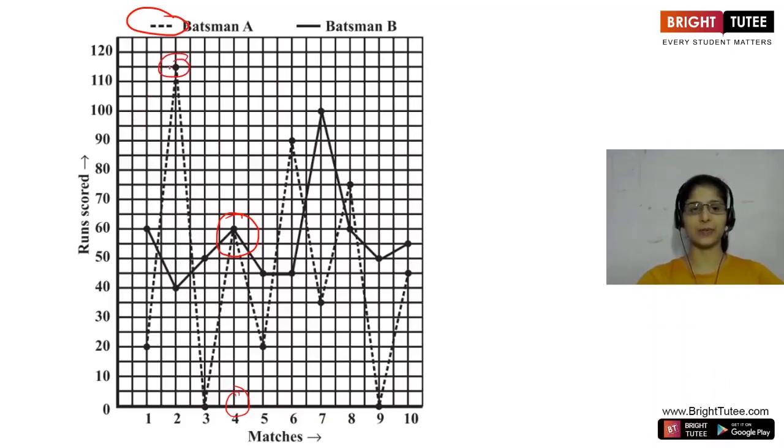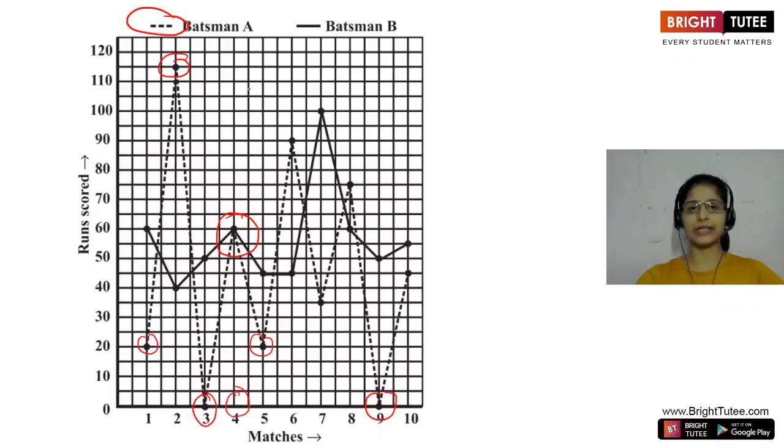The dotted line has the highest peak here, but he has also scored 0 runs in 2 matches. In the third and ninth matches, he scored 0 runs. Also, the runs scored in those 2 matches, I would say, is just 20, right? In comparison to this, batsman B has never scored 0 runs.